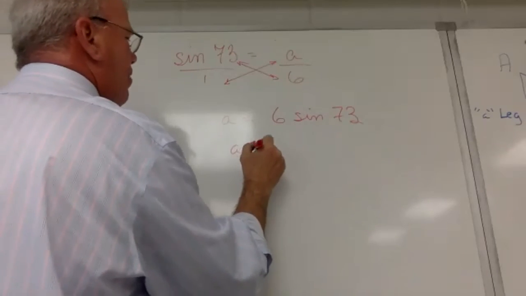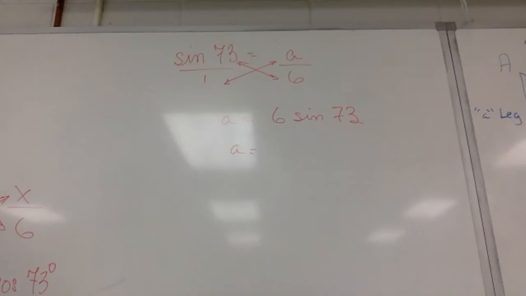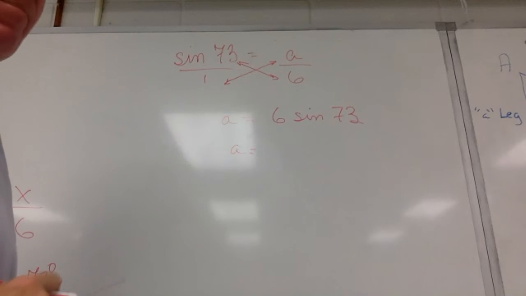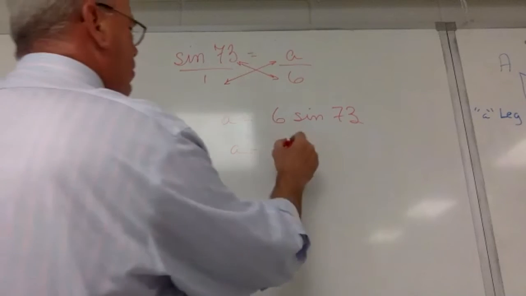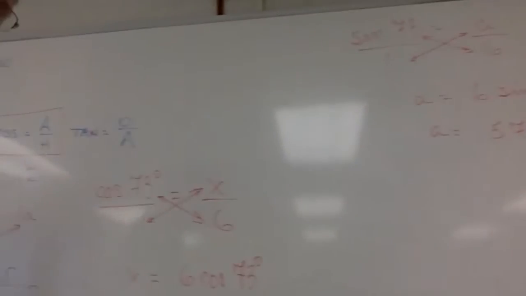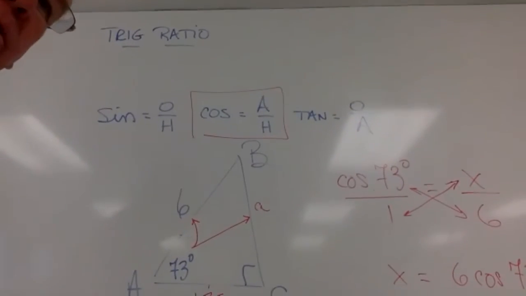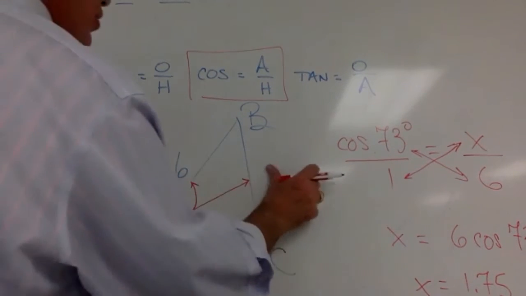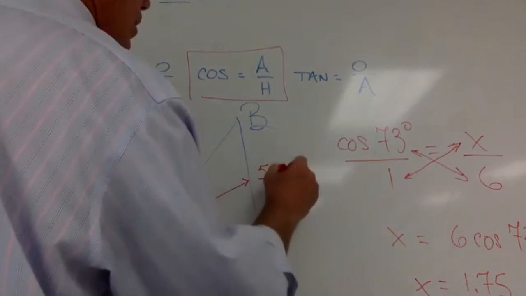Take out your calculator, fellas. 6 times the sine of 73. What do you get? 5.74. Very good. Now let's see if that makes sense. If you were on a test, you just want to make sure that you think you might be right.